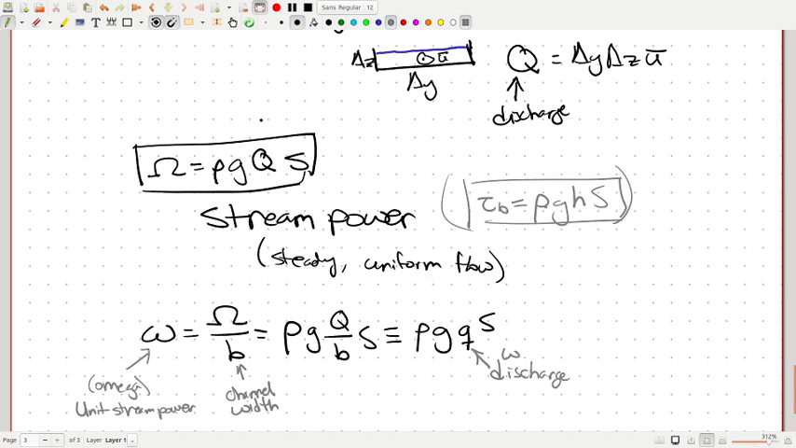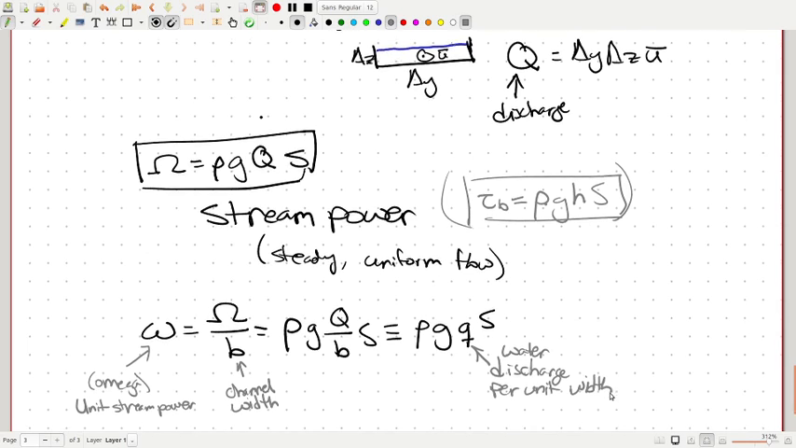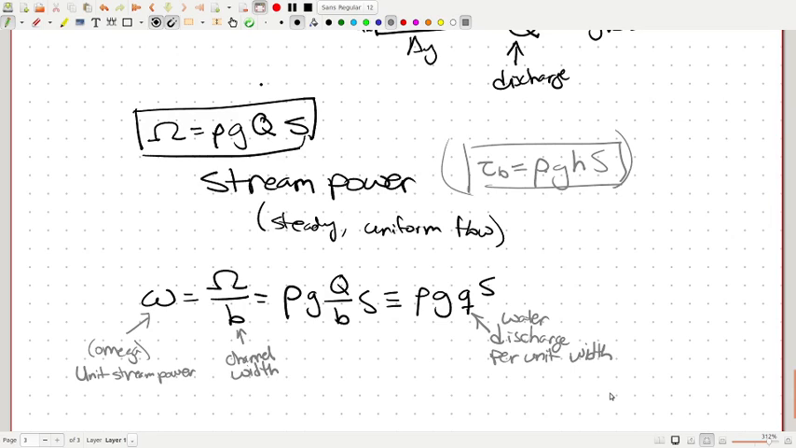I'm going to specify water discharge per unit width. And so it is now this discharge per unit width, this small omega, that we will start using in the next video to describe the rate of bedrock erosion.